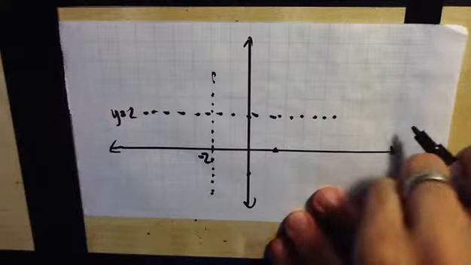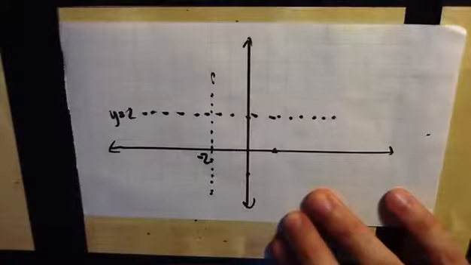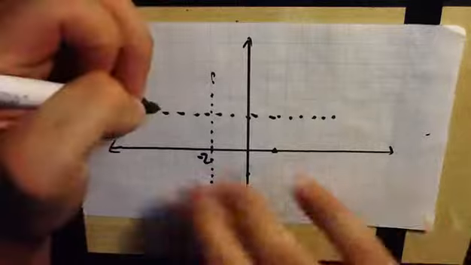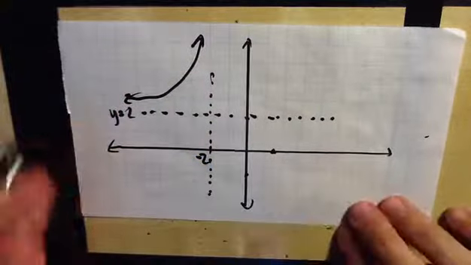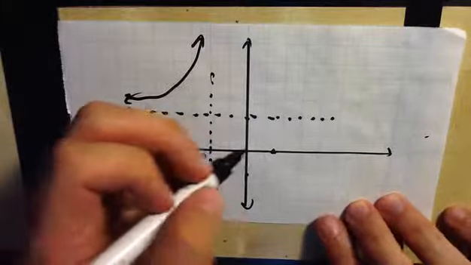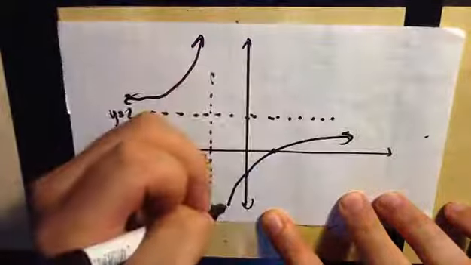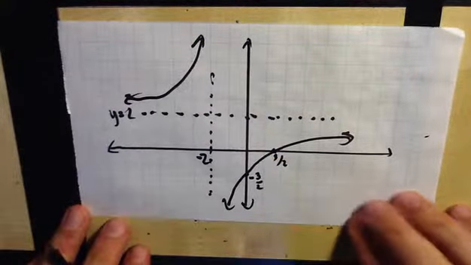Now my sign diagram showed me that the function increases here and then increases on that side, so it would be something like this. It increases on that side of the asymptote, remember it doesn't cross this asymptote here, and then it increases on this side, crossing at negative 3 over 2 and 3 over 2. So there is my graph.